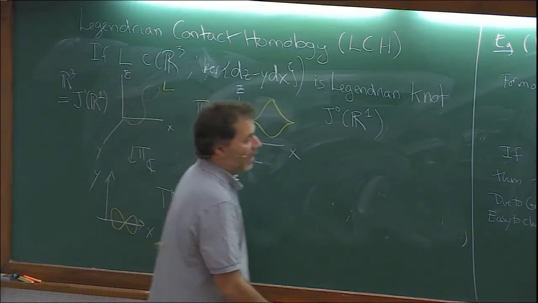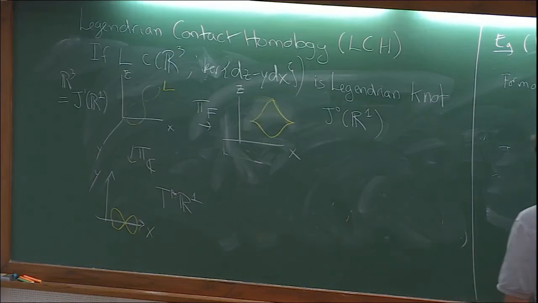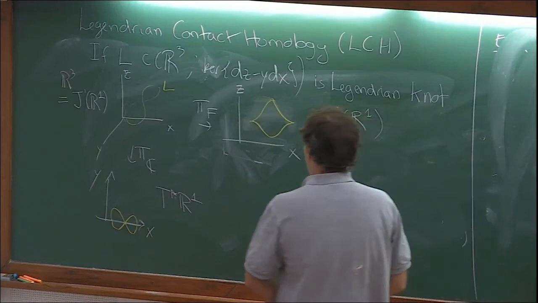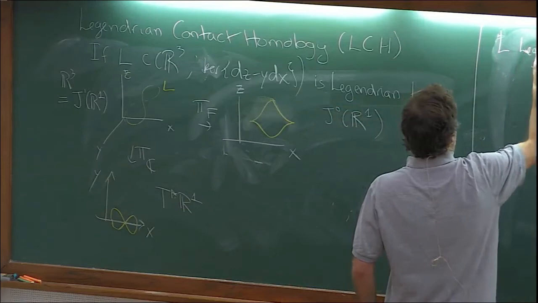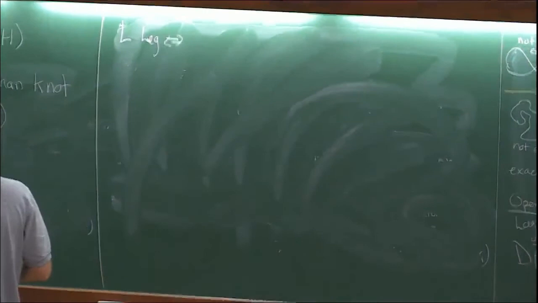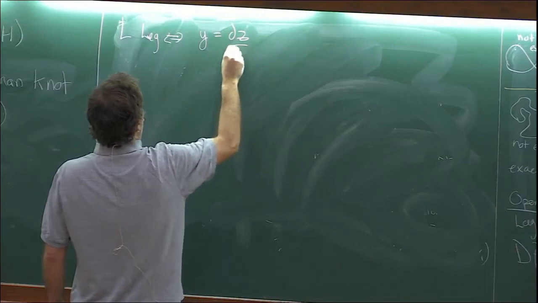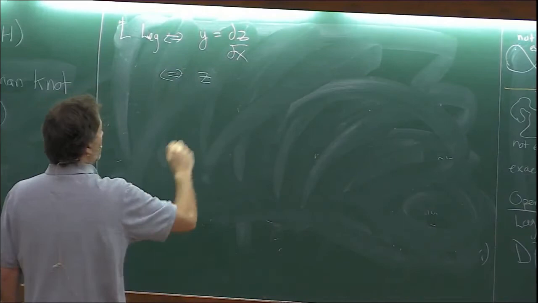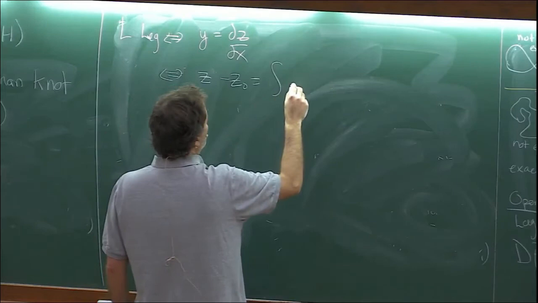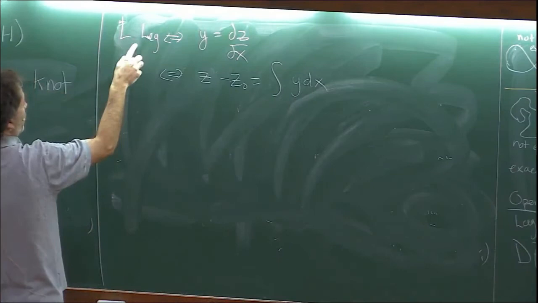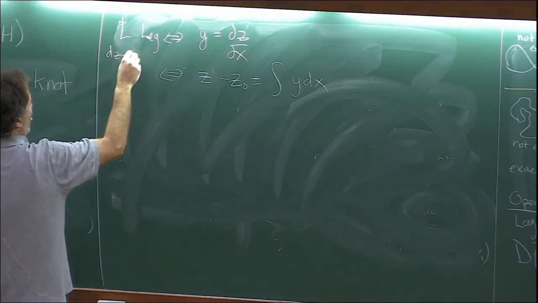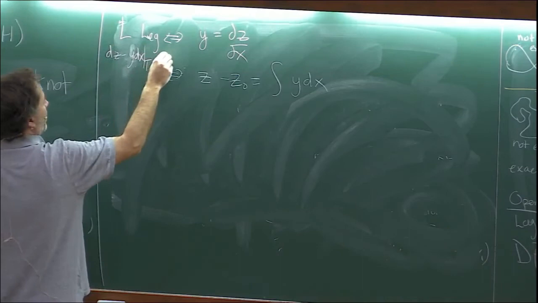Then the fact that L is Legendrian means that going from the front projection, the y coordinate is just dz/dx. And the z coordinate is the integral of y dx. So again, this means that Legendrian means dz minus y dx on this tangent bundle is 0. If you solve for y, you get this. If you solve for z, you get that. Okay?